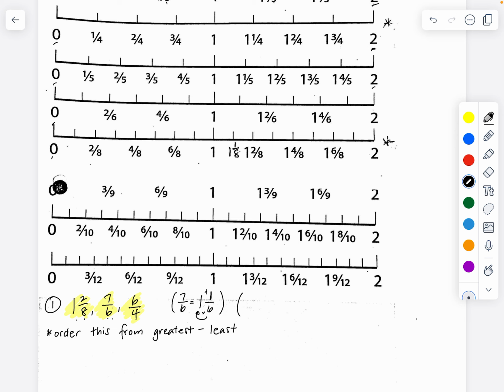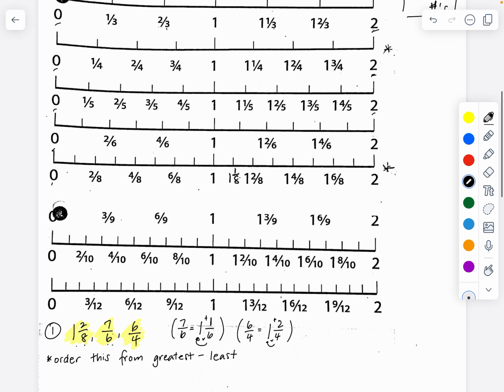The other one we want to convert is 6/4. 6 divided by 4, approximately how many times? We know that it's once, and then we know the remaining is going to be over 4. So again, 1 times 4 is 4, plus 2, which will give us 6. So the equivalent is 1 2/4.